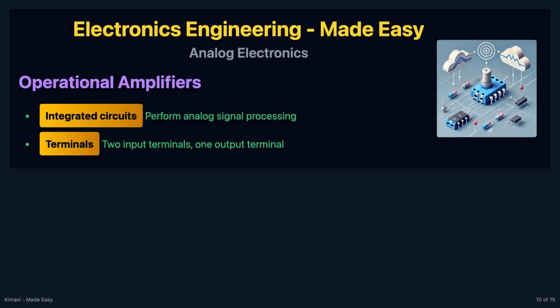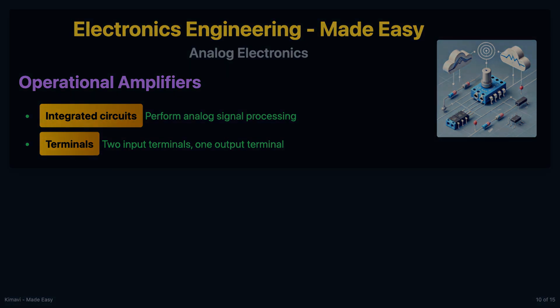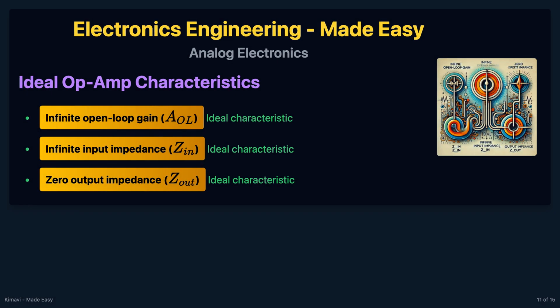Operational amplifiers, or op-amps, are integrated circuits that can perform a variety of analog signal processing tasks. They have two input terminals, inverting and non-inverting, and one output terminal. Ideal operational amplifiers have several key characteristics. They have infinite open-loop gain, denoted as A sub OL, infinite input impedance, denoted as Z sub in, and zero output impedance, denoted as Z sub out.